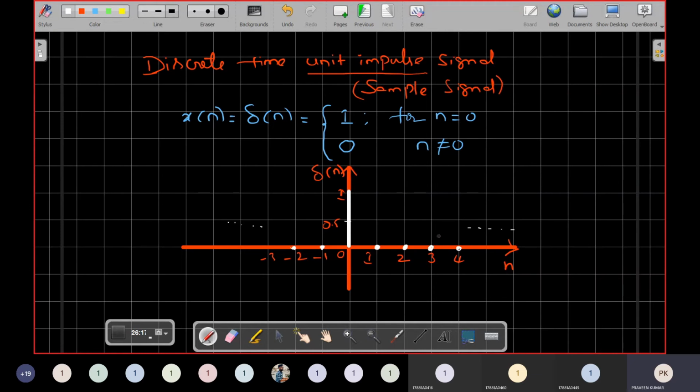What is the unique feature of this impulse signal? Anyone of you? Why are we calling the impulse signal a basic signal, or why are we treating this impulse signal as a basic signal? The reason is we can represent any arbitrary signal using impulse.